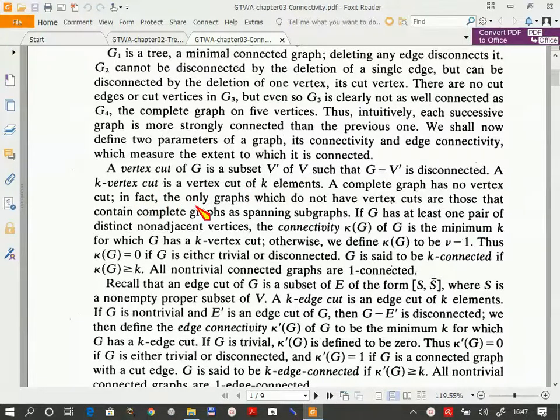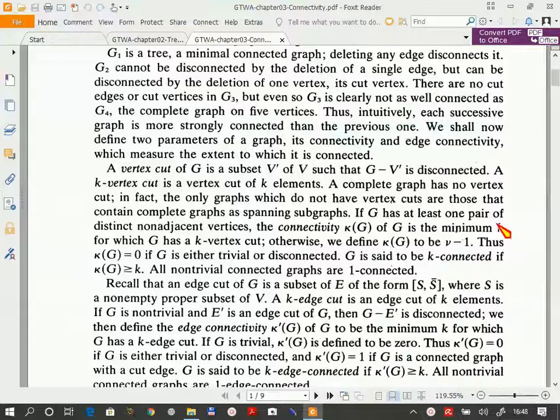In fact, what are the only graphs which do not have vertex cuts? Those that contain complete graphs as spanning subgraphs. So you might have multiple edges, and so you might have that apart from multiple edges, your graph is actually a complete graph, then you don't have any vertex cut.